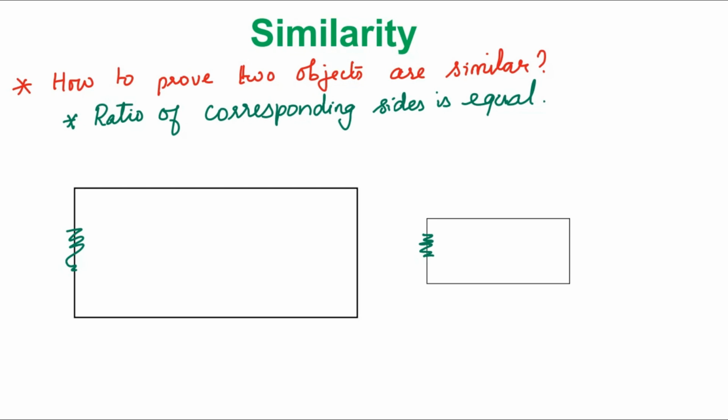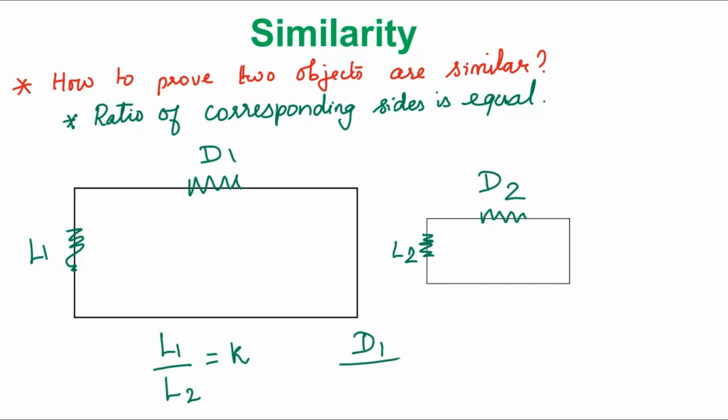Suppose I mark this as L1, this is L2. So L1 over L2 will be, take it as K. Then this side and this side in this triangle should also have the same ratio. Suppose I mark this as D1 and this is D2, so D1 over D2 should also be equal to K. This K is known as the scale factor.